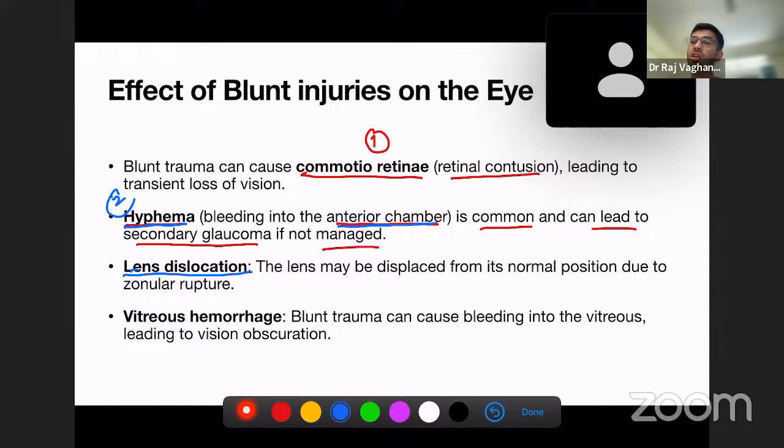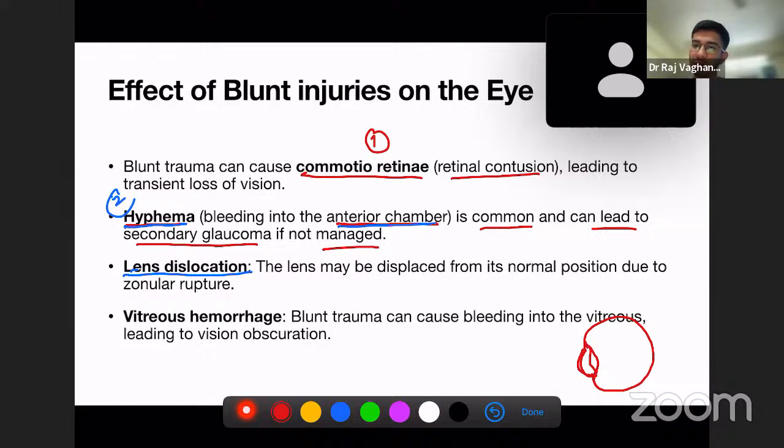Now, what are zonules? For example, this is my cornea. I will draw. This is my cornea. This is my eyeball, right? Sorry, I'm not very good with diagrams. Okay, I'll try to draw it very nicely. This is the cornea and this is my eyeball. Now where is the lens? The lens is placed somewhere here. This is my lens.